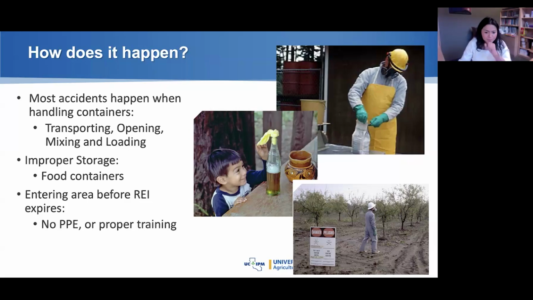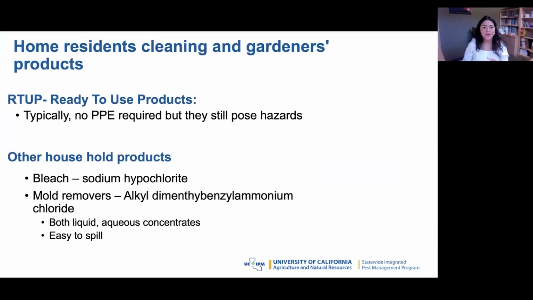So now that we discussed the importance and the main routes of how pesticides enter the body and what those health effects are and how they present on a person's body, I'm going to talk about maybe a scenario that's more applicable to people in residential areas, people in their own homes or residences.